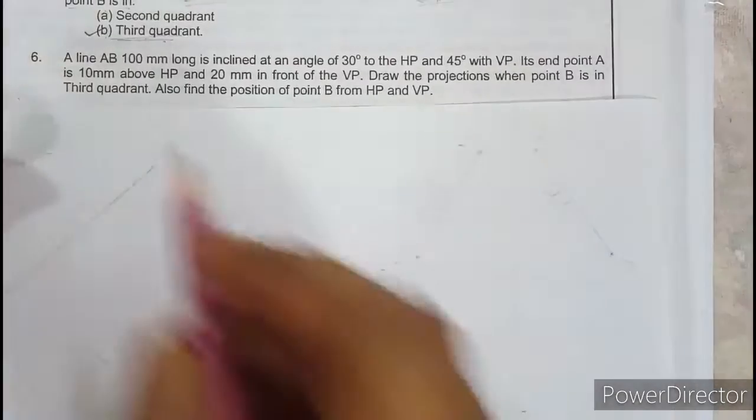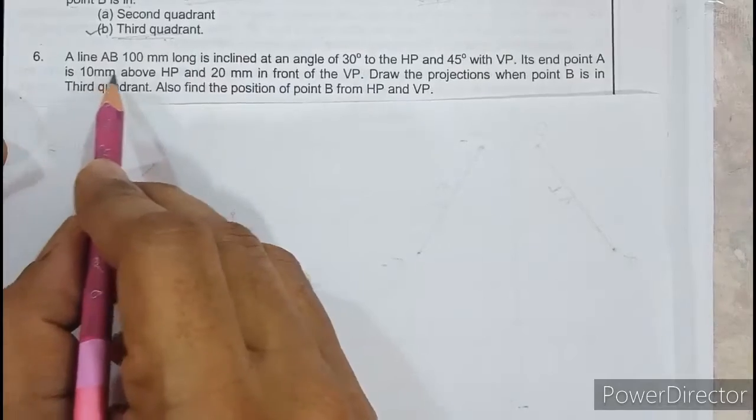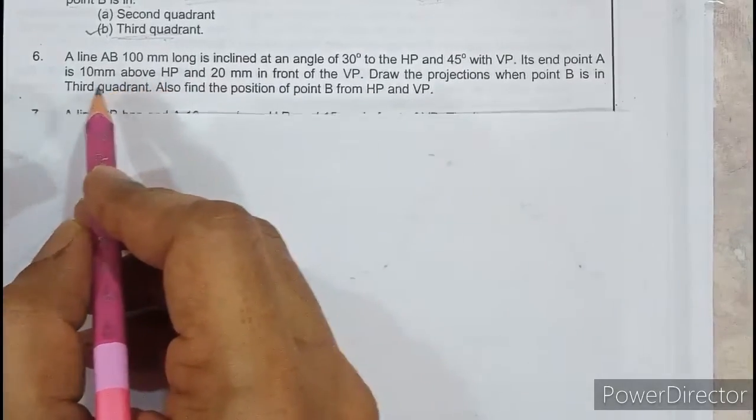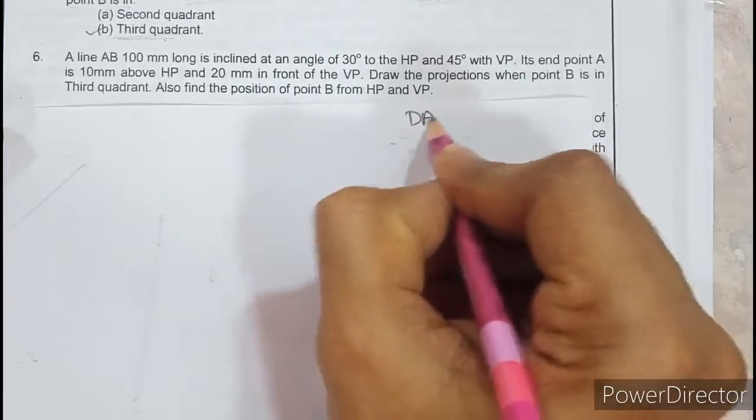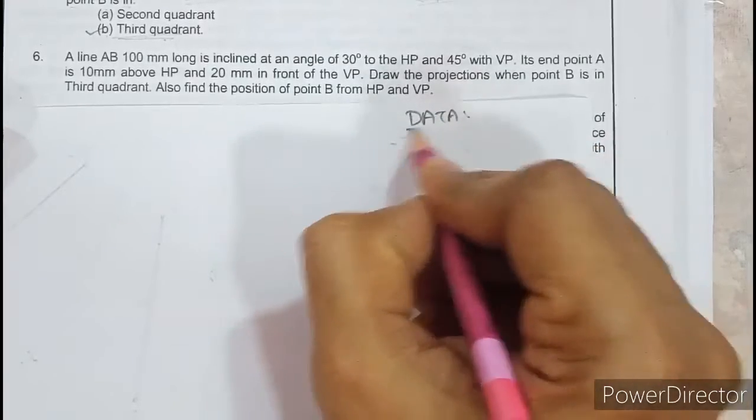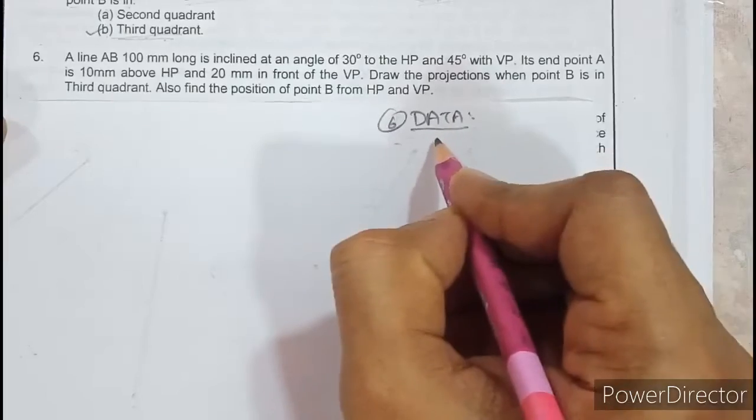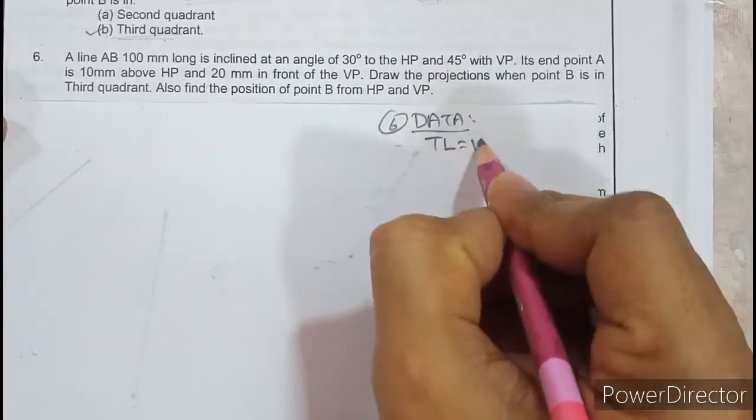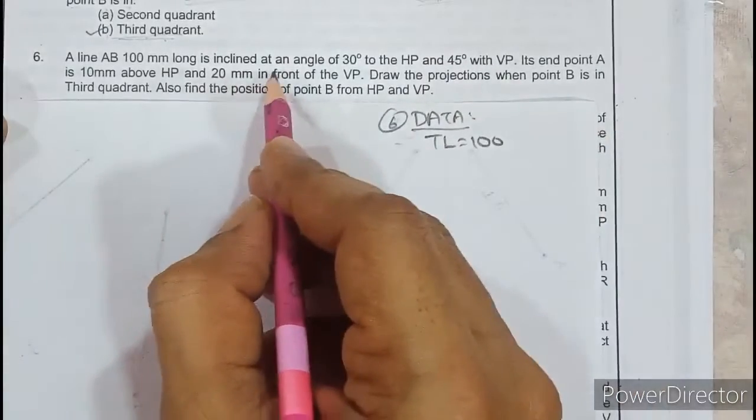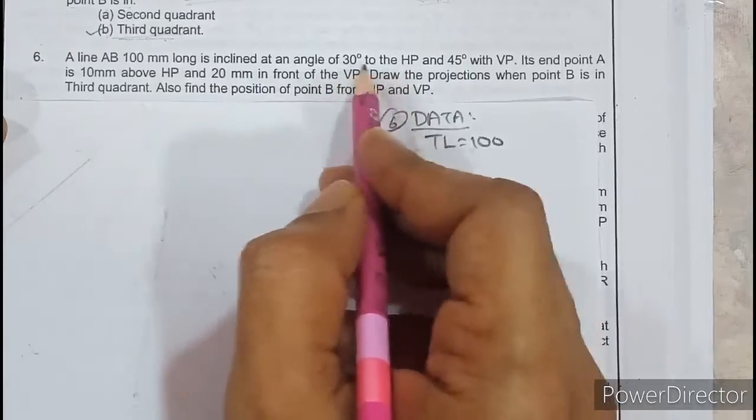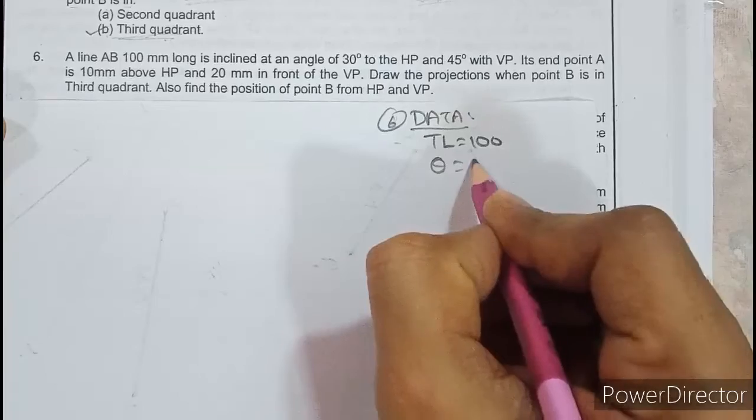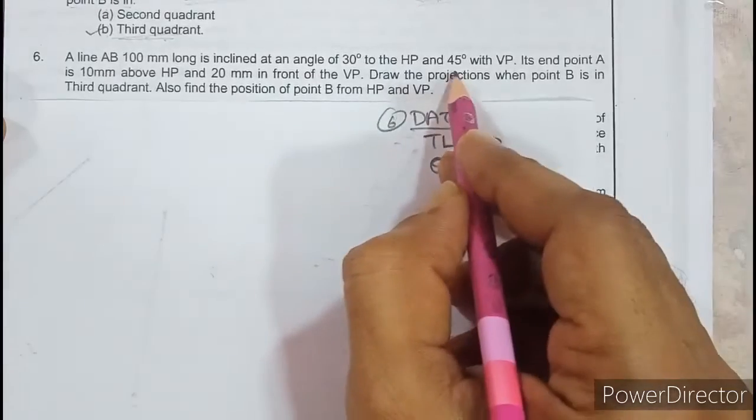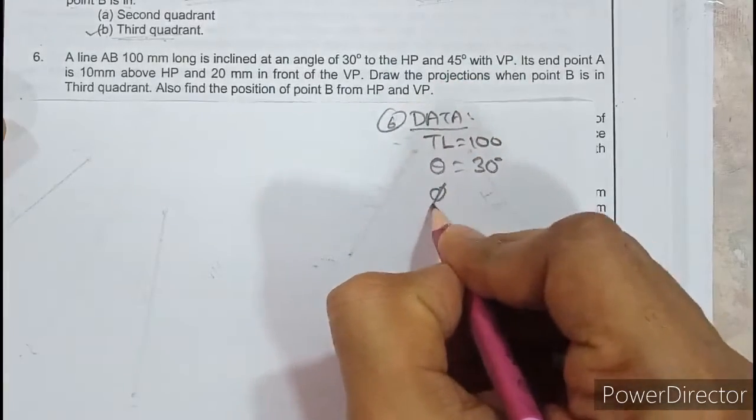Let us switch over to question number 6. A line AB 100 millimeter long. So line AB is 100 millimeter long. If I write the data on this side, as per the data for question number 6, true length TL equal to 100 is inclined at an angle of 30 degrees to HP. So true length is inclined at 30 to HP, that implies theta is 30 degrees, and 45 to VP, so phi is 45 degrees.